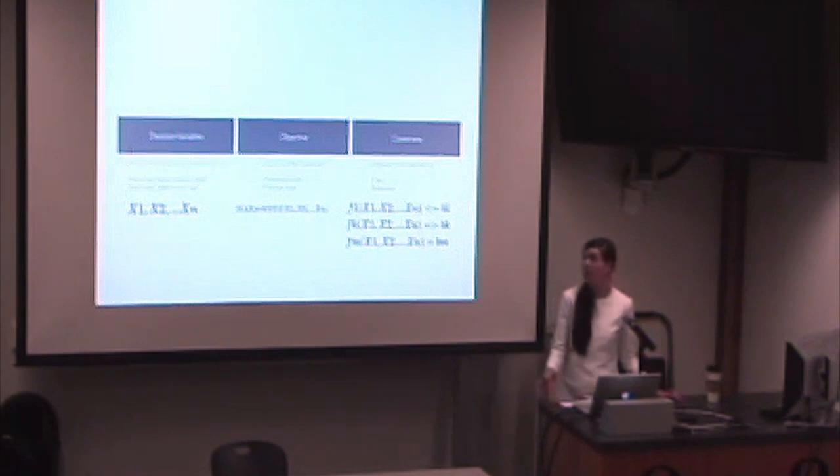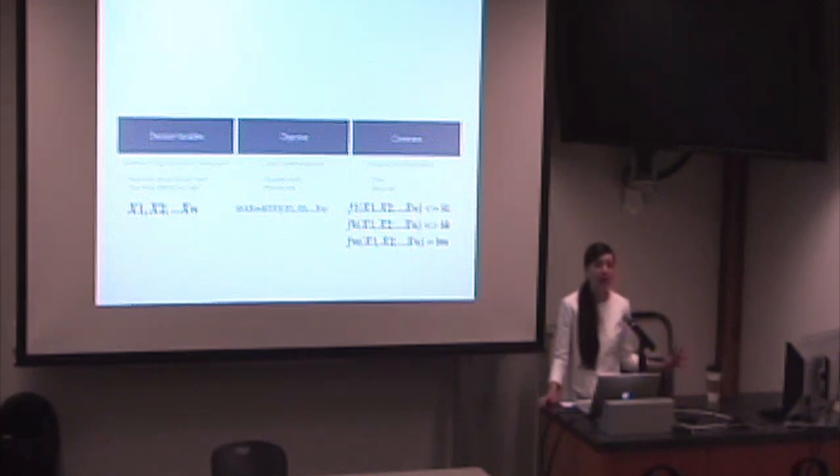So optimization problems have three elements in common. They have decision variables, objectives, and constraints. Decisions are things that we want to get answers for. How many books should I read? How many calories should I consume to stick to the diet? Things like this. Objective is what we want to achieve.